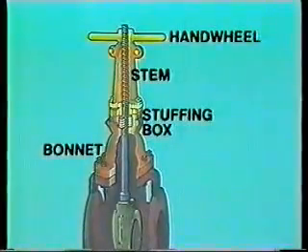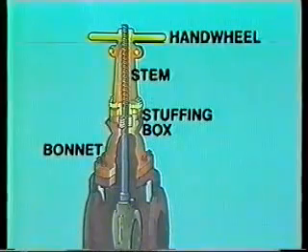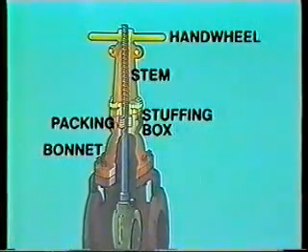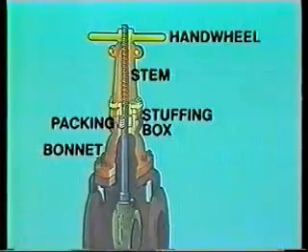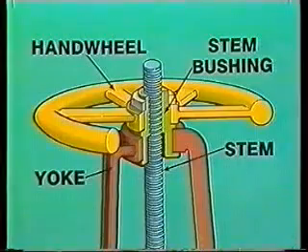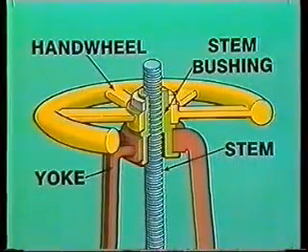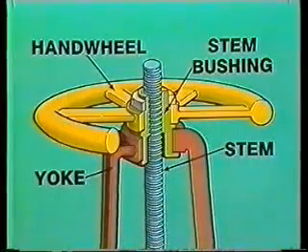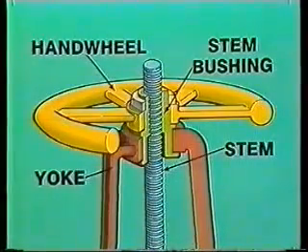In this gate valve, a hand wheel attached to a stem moves a gate up and down. The stem passes through a stuffing box located in the bonnet. A material called packing fills the stuffing box and seals off any gaps that might permit leaks. Toward the top of the valve, the threaded stem screws through a stem bushing, which is firmly attached to the hand wheel. Supporting the hand wheel is an outside yoke.